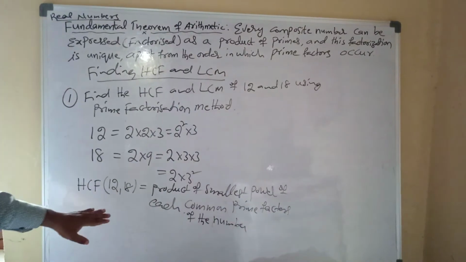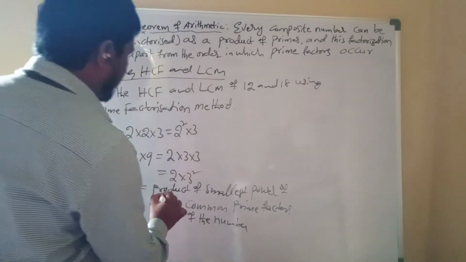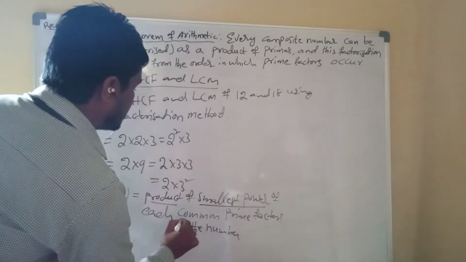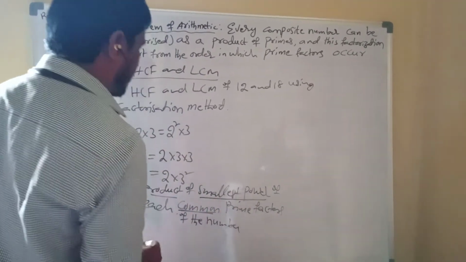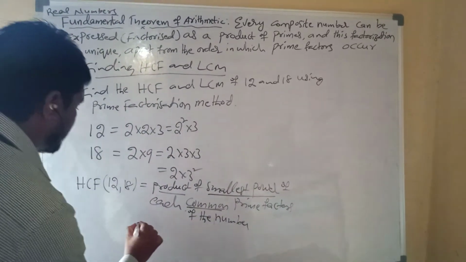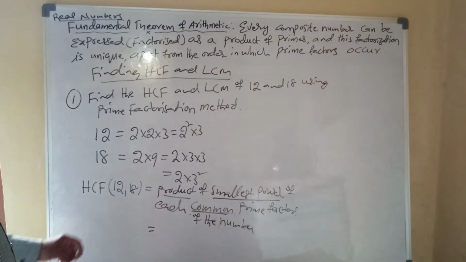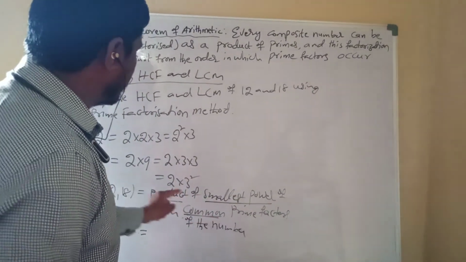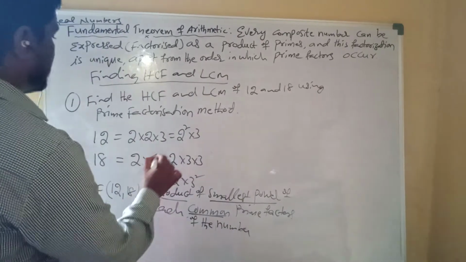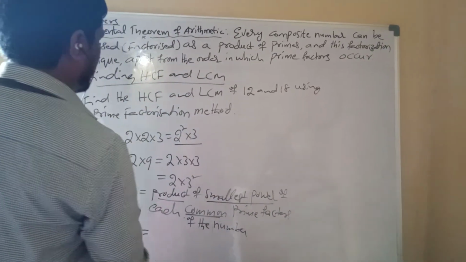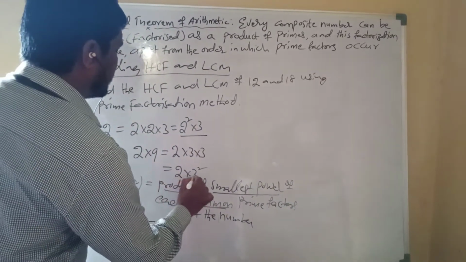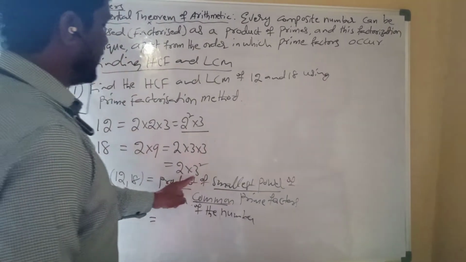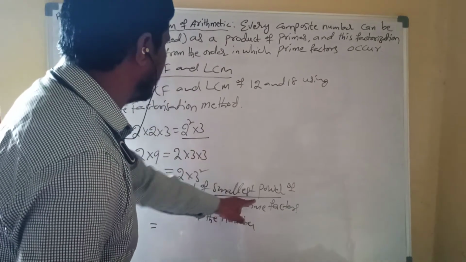See here, HCF of two numbers is the product of, which product? Smallest power of each common prime factor I am taking. HCF of 12 comma 18 is equal to, I am taking a product of smallest power. Here prime factors are 2 and 3 only. 12 is 2 square into 3, and 18 is 2 into 3 square. Here common prime factors are 2 and 3, and I am taking the smallest one.